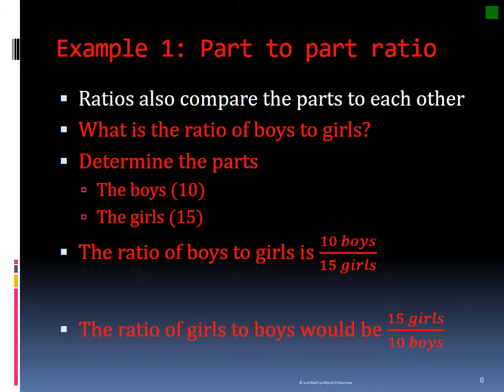Conversely, if we were asked what's the ratio of girls to boys, that would be 15 to 10. In ratios, order matters. The first quantity that's mentioned is always the first quantity in the ratio.